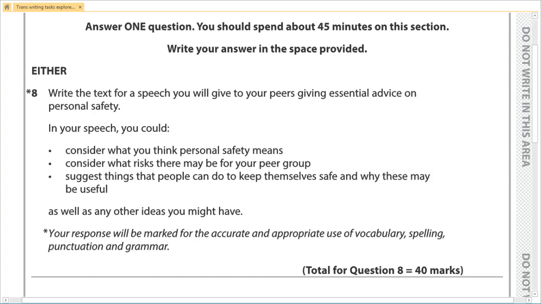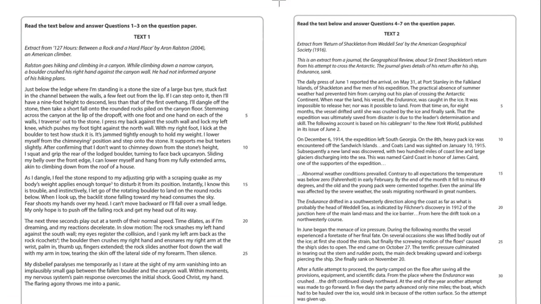So let's look now at how these transactional writing tasks are thematically linked to the reading texts that were in section A of this particular paper. For the purposes of this short tutorial, I've put the texts side by side so that we can look at them quite easily. We have text 1 and text 2. These would have been the two texts that you'd have dealt with in the first part of this paper. You've now come to the transactional writing tasks, and the themes of those tasks are linked to these texts.